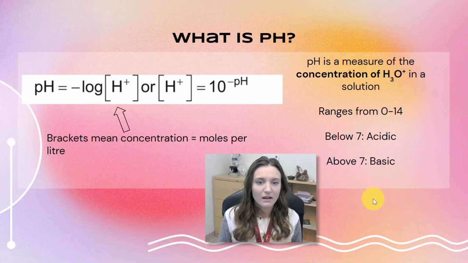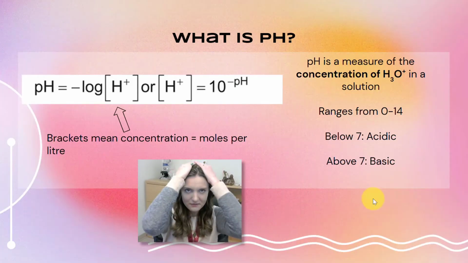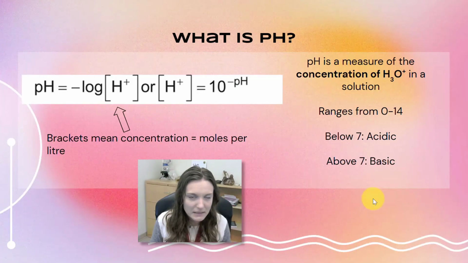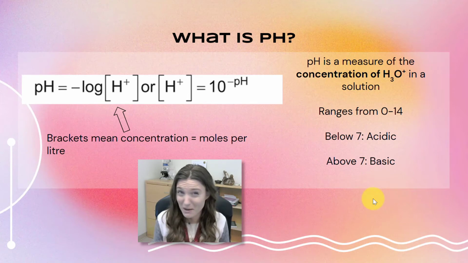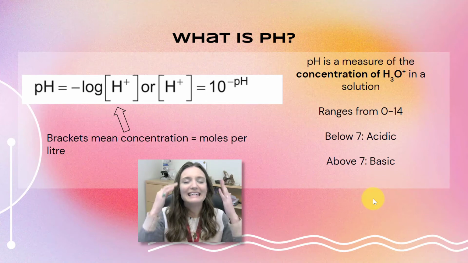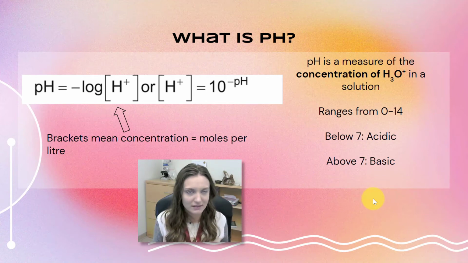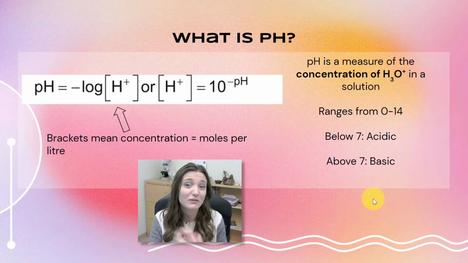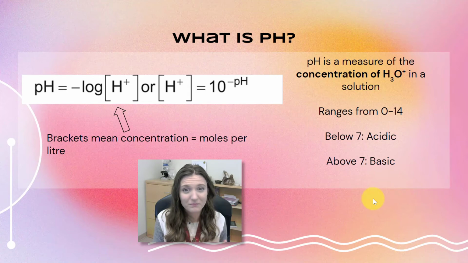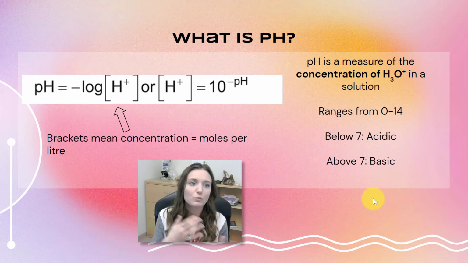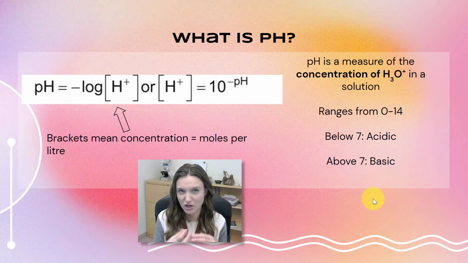Okay, so we've talked about pH. You probably have a basic sense of what pH is. It's a way to measure acidity or whether something is basic, right? But what is it in a chemical sense? What is pH? So pH is a measure of concentration of H plus or hydronium in a solution. Okay, so we'll use H plus and hydronium kind of interchangeably here.